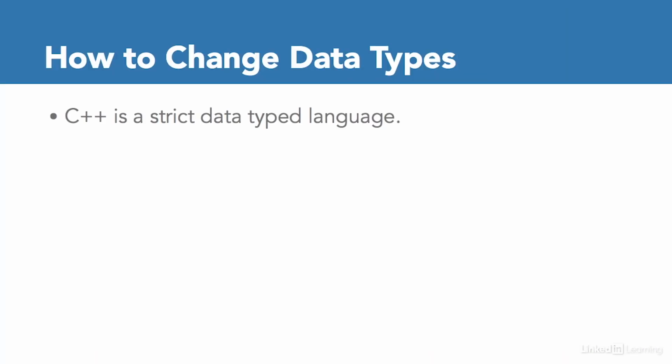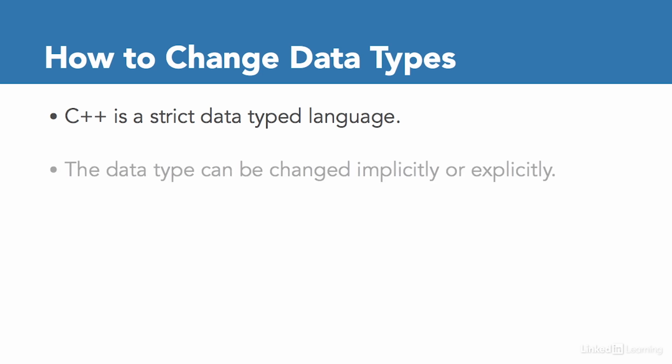Remember, C++ is what we call a strict data-typed language. And with C++11, it is even more important that we are careful to declare our variables with the correct data type. We have a few ways to change the data type of a value or variable. We can use what we call an implicit conversion, or we can do it explicitly.